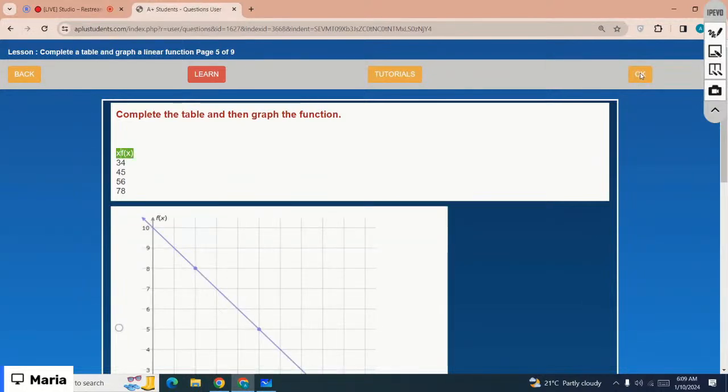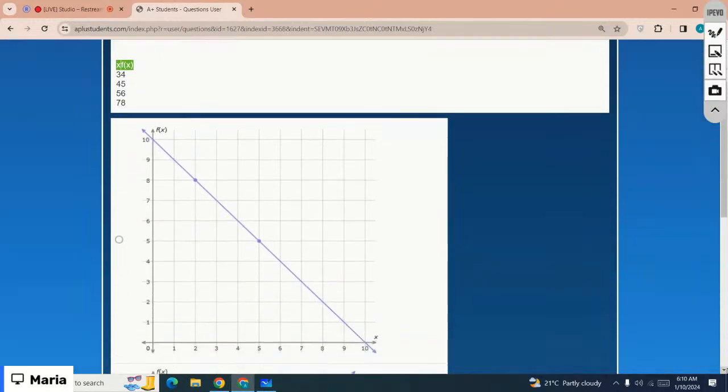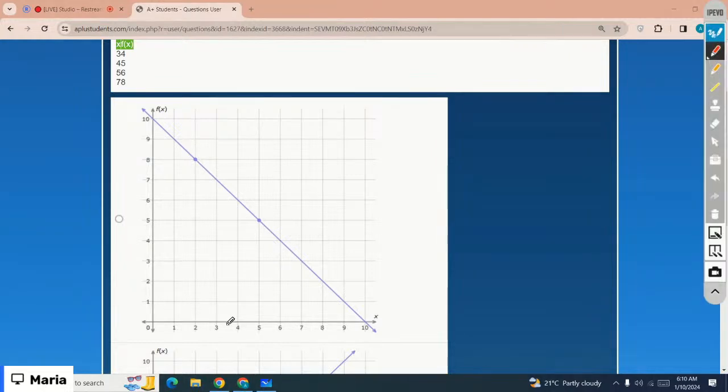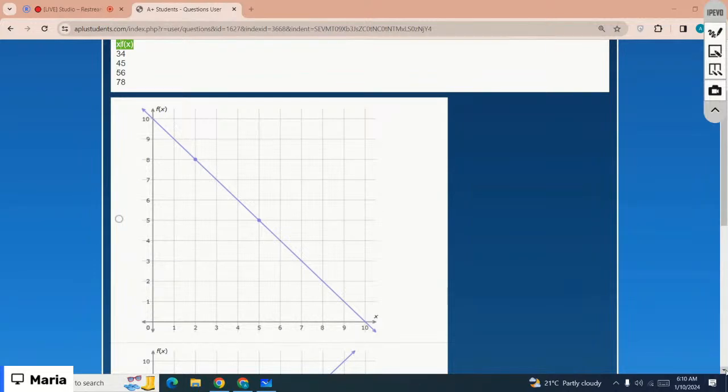Okay, the next one is complete the table and then graph the function. X is 3, f of x is 4. X is 4, f of x is 5. Just match these points on the graph. Let's look at the first one. X is 3, y is 4. Here is x equals 3, but y is not 4, y is 7. That isn't the correct one, right? The points are 3, 4, then 4, 5, then 5, 6. Okay, just look at the other graph.